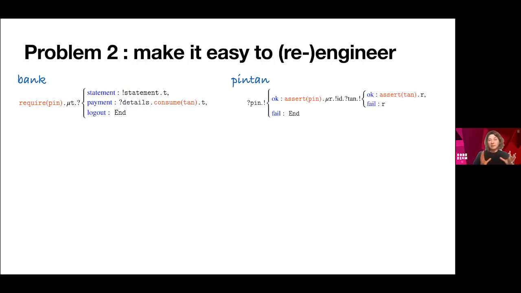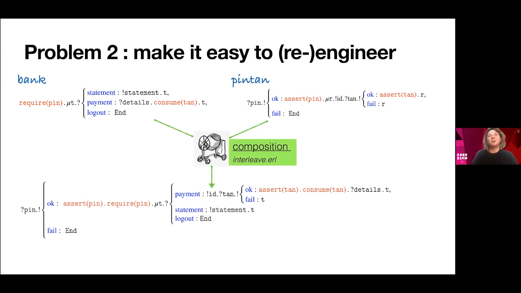Problem 2. We have captured all these aspects into a definition of composition. We have an algorithm for it. How now to make it easier to re-engineer protocols and code that derive from these protocols. So here we have the bank and pintan protocols that I have already annotated with assertions. We have produced a library that composes protocols automatically. So you would obtain something like the protocol you see on the bottom of the slide. You see, it's not entirely trivial to do it by hand. It would be a bit error prone.